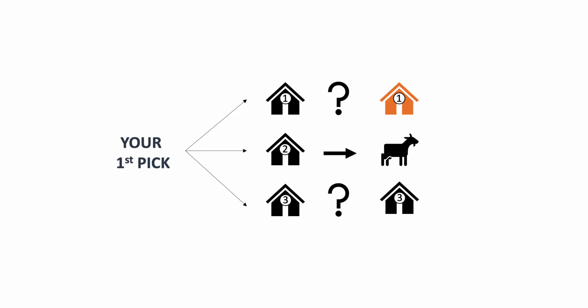And in doing so, he leaves you with the choice to either stick with your original decision, which in this case is the first door that you chose, or switch to the other unopened door, which then happens to be door number 3. Okay, so in terms of probability, in terms of actual numbers, what are your chances of winning if you stay with your original pick or if you switch to the other unopened door? That is the question that we want to answer in today's video.